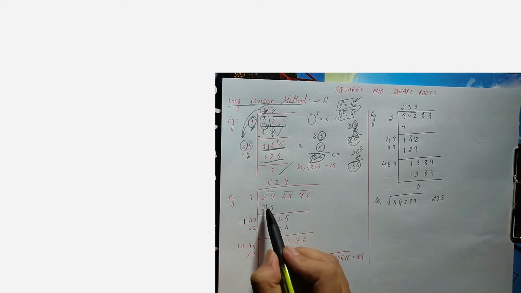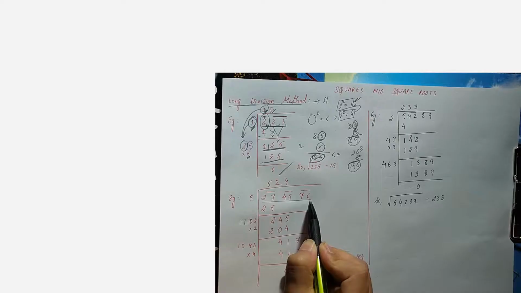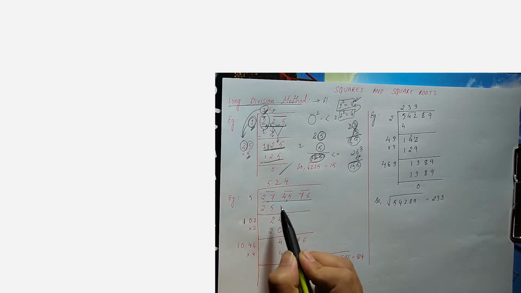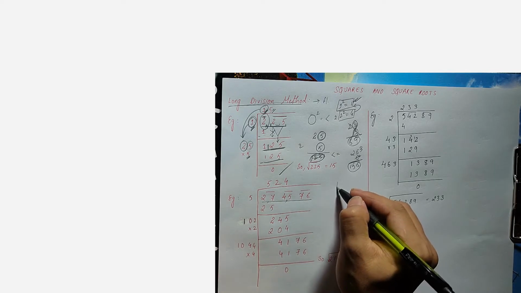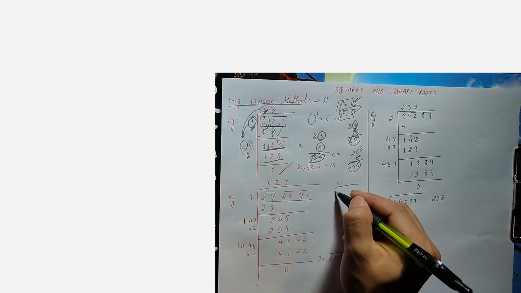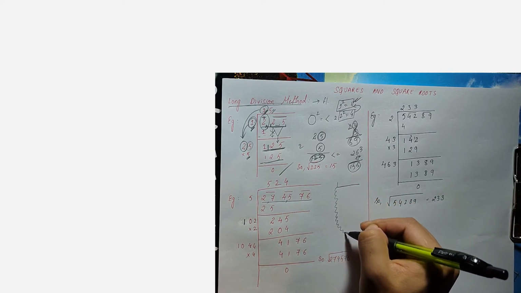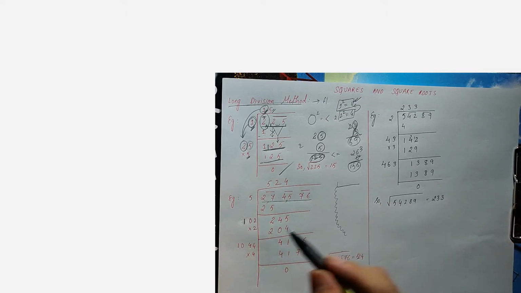Let us do one more question. It's a pretty big number, 274576, which is 2,74,576. Obviously if you go with the prime factorization method, you know that it will be very lengthy. So let's do this with the long division method.